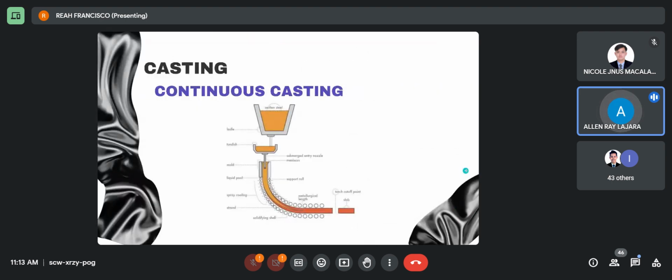So ito naman po yung process ng continuous casting. Sa continuous casting po kasi parang ito na po yung pinakamadaling paraan para mapadami yung product. Inilalagay po muna yung molten metal sa ladle, then pupunta siya sa tundish, magmo-mold, then yan na po yung process. Then mabubuo na po agad yung kung ano man yung ginawa niyong shape.